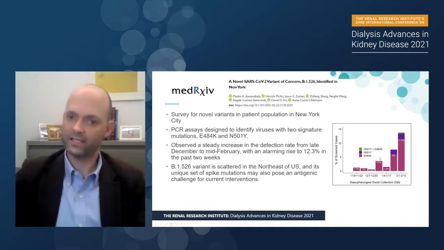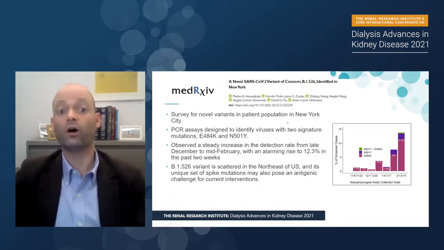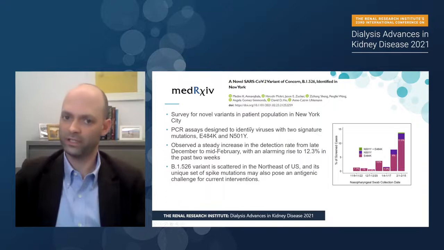Now, in the United States, what's concerning to many is the report, actually from our center here at Columbia, that we discovered a novel variant, B.1.526, that was identified in New York. They were looking at patients coming in with COVID-19 at various hospitals and identified very similar mutations to the South African and the Brazilian variants. In fact, this particular variant, now dubbed B.1.526, was rising at an alarming rate in mid-February, and by March it was up to 20%.